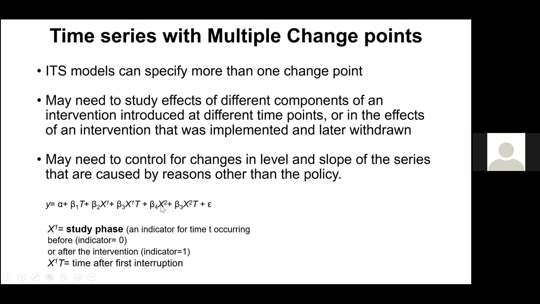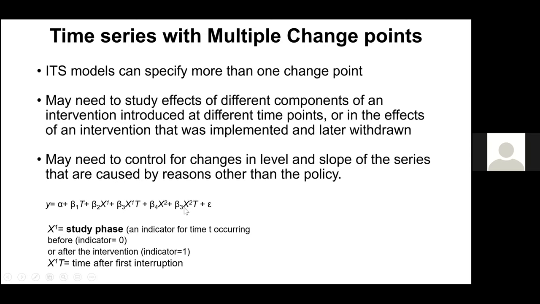What is the level change for X2? What level change did X2 cause compared to the first period? And then what was the change in slope when intervention two was implemented?